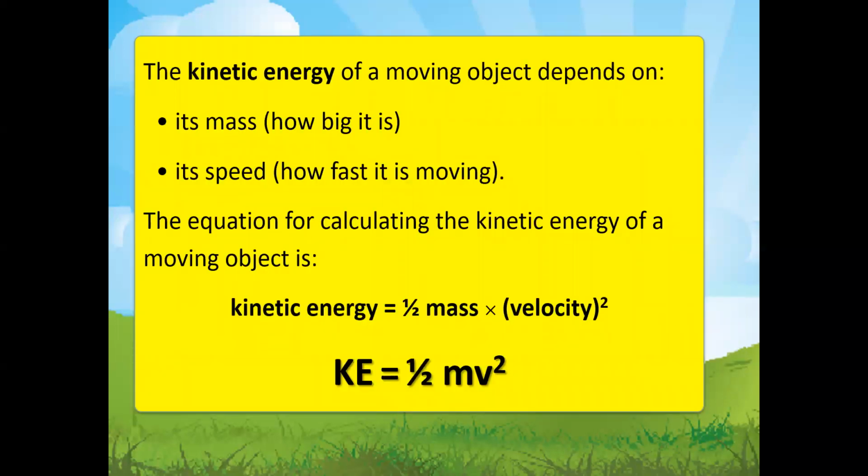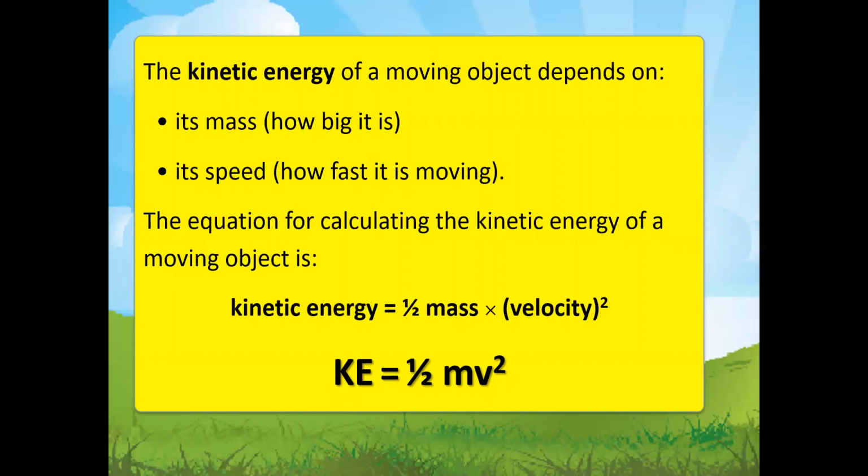So the kinetic energy of a moving object depends on two things. It depends on the mass, how big the object is, and then the speed. So if you have a bigger object, it's very difficult for you to get the object to speed up because it's massive.